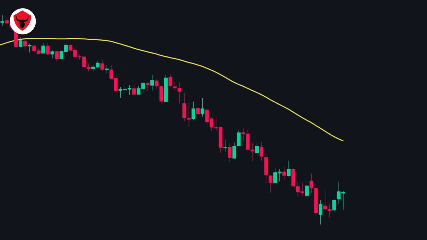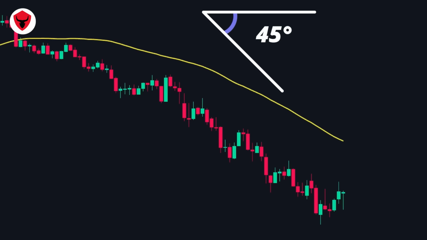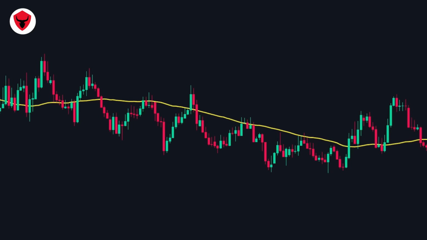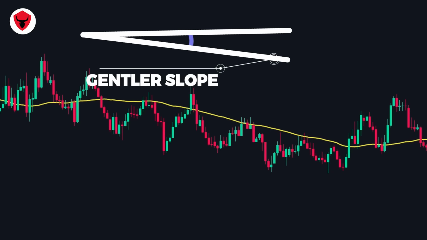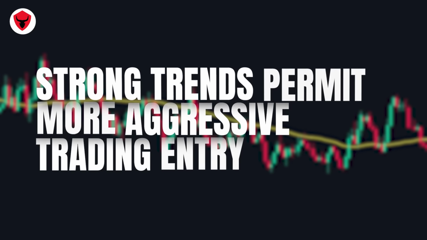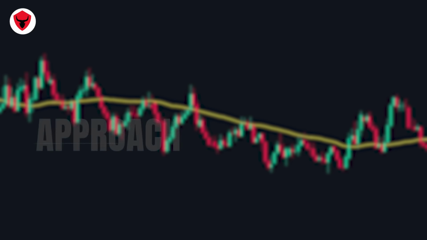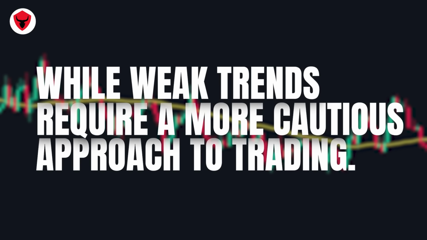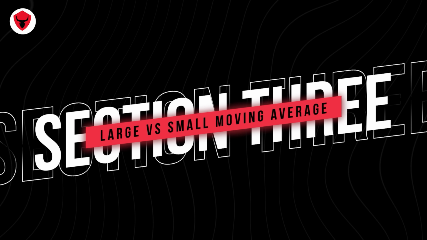Similarly, in downtrends, a strong downtrend is distinguished by a high downward slope that approaches a 45-degree angle. In a weak downtrend, the slope is gentler and less severe. This knowledge is critical because strong trends permit more aggressive trading entry, while weak trends require a more cautious approach to trading.